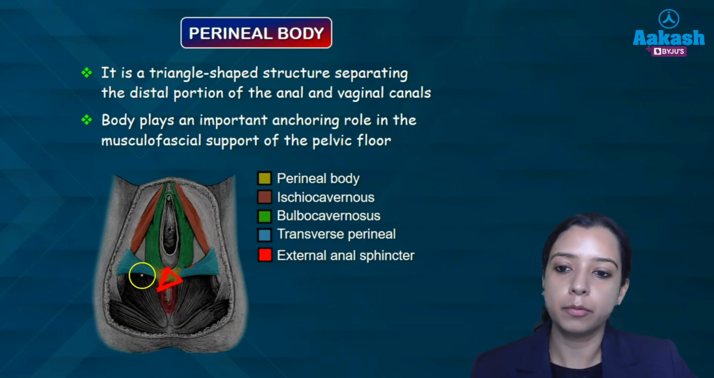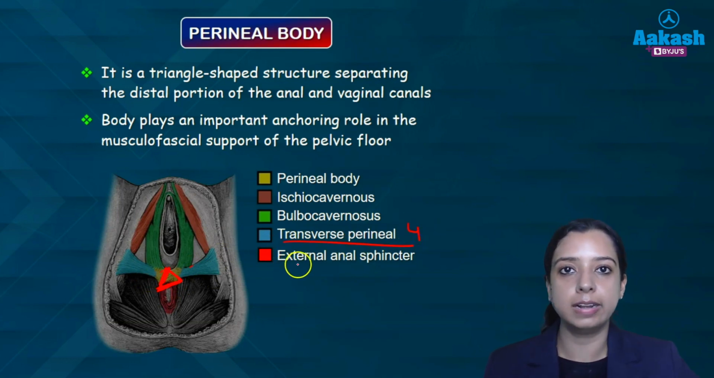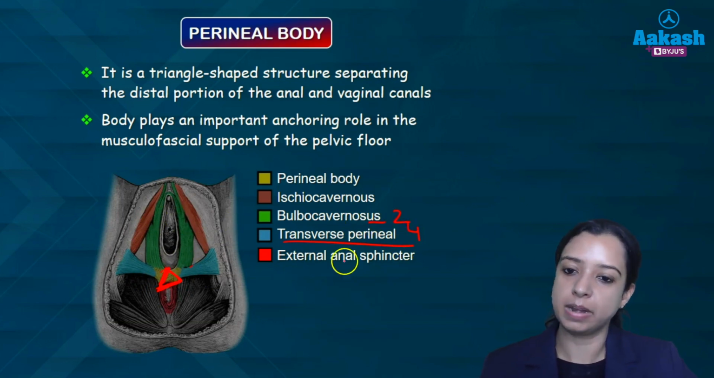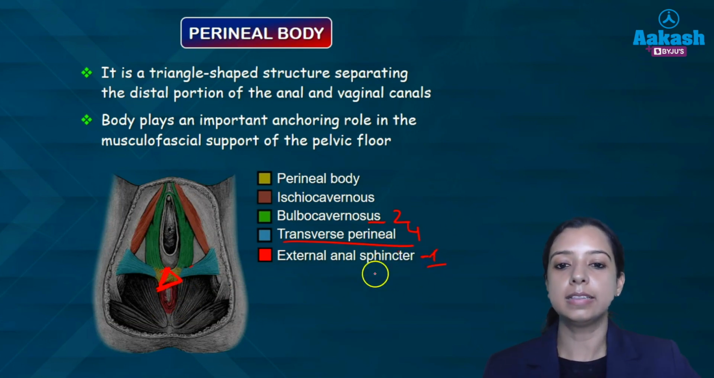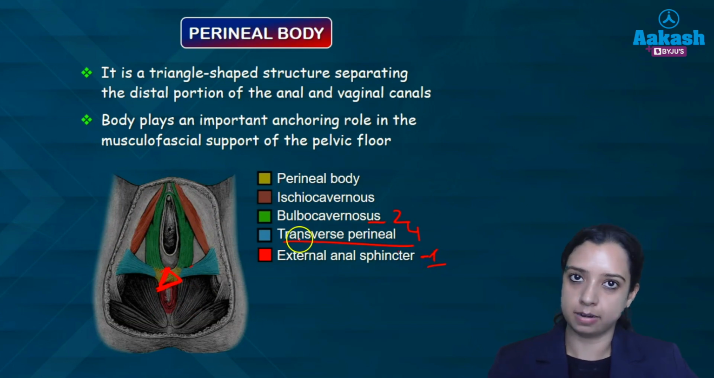This blue muscle which is superficial and deep transverse perineal. So 4 muscles, superficial and deep transverse perineal. Green one, bulbocavernous. This is making the perineal body, and this red one, external anal sphincter. These 7 muscles form perineal body. Ischiocavernous does not take part in formation of perineal body.